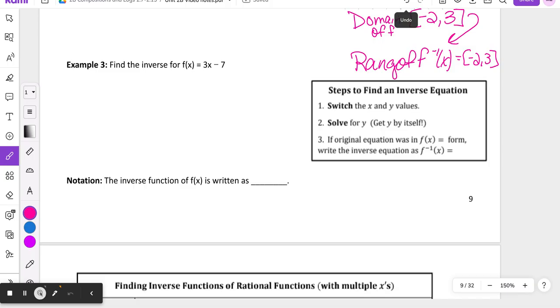All right, if we want to find an inverse, switch x and y. So steps over here in this box, but you've done this before. Switch the x and y values. So we're going to go x equals 3y minus 7, and then solve for y and get it by itself. So we can add 7 over, divide by 3.